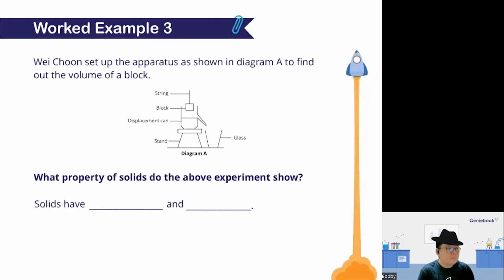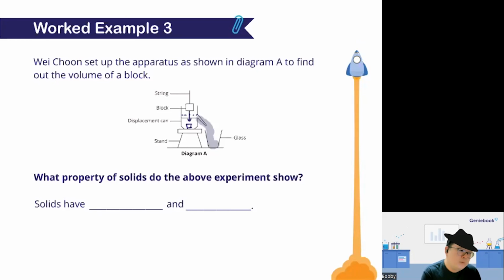So for this one, what do you think will happen when we put the block into the displacement can? Based on the past few questions, we know that when this goes in, the water level will rise. But what happens when the water level rises? Will it still stay in the displacement can? It will not stay in the displacement can, but it will come out into the glass.